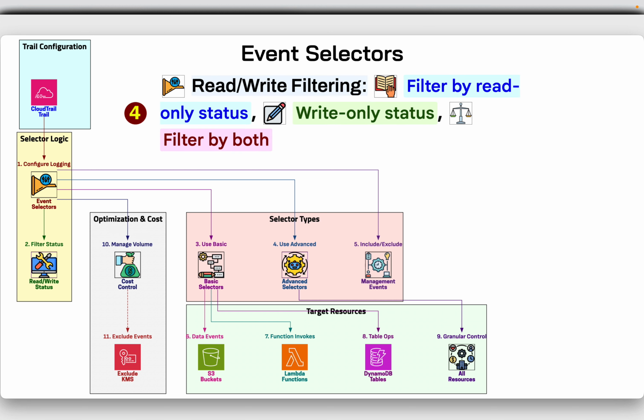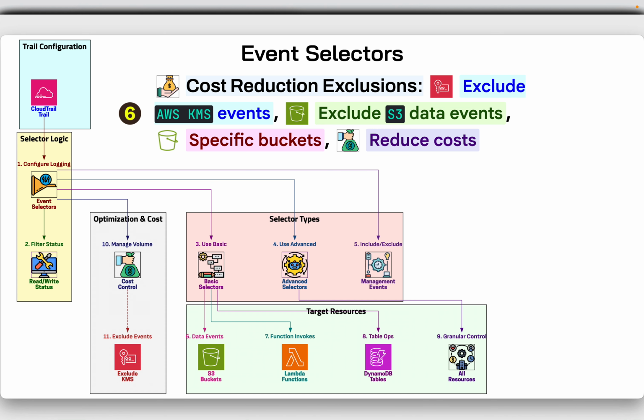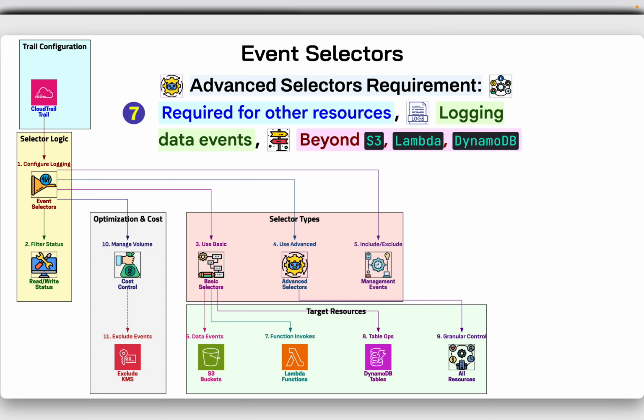You can filter events by read-only status, write-only status, or both. Event selectors allow filtering by specific S3 buckets or prefixes within buckets. You can exclude AWS KMS, Key Management Service, events or S3 data events from specific buckets to reduce cost. Advanced event selectors are required for logging data events from resource types other than S3, Lambda, and DynamoDB.